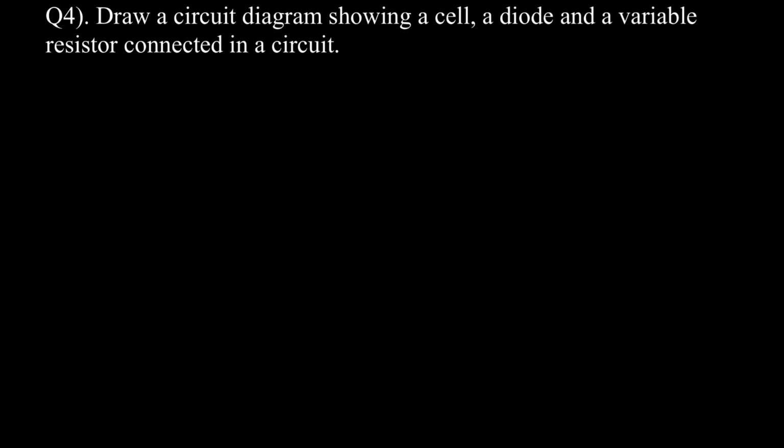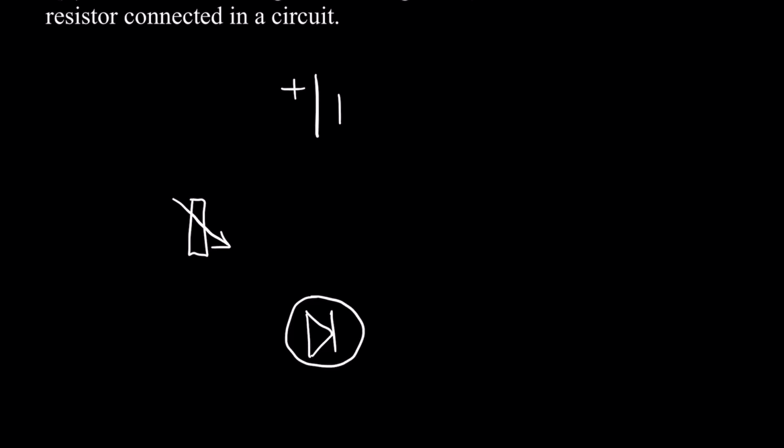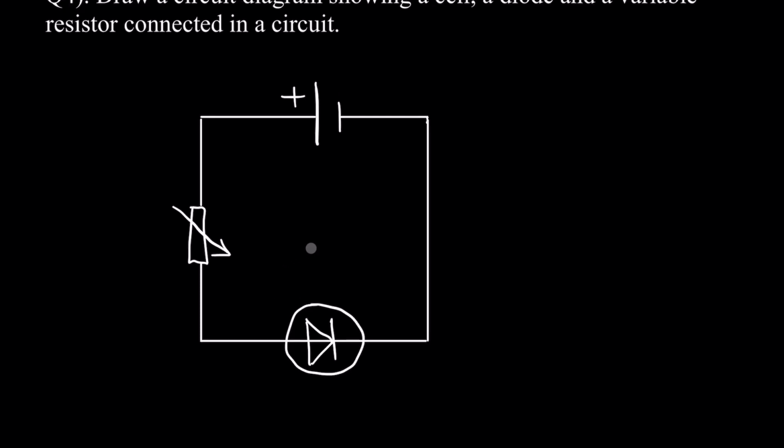Okay, so to draw the circuit diagram, we need to know the circuit symbols for a cell, a diode, and a variable resistor. For a cell, the circuit symbol looks like this. For a variable resistor, the circuit diagram looks like this. And then a diode looks like this. And we need to connect the circuit with wires. So this here is the circuit diagram. We have the cell, the diode, and the variable resistor connected in a circuit.